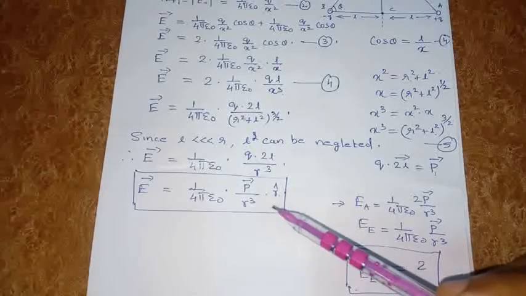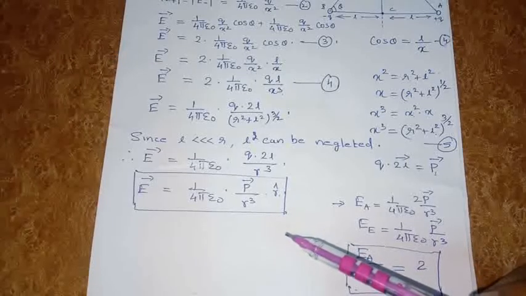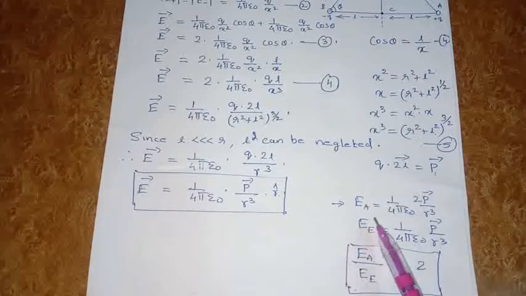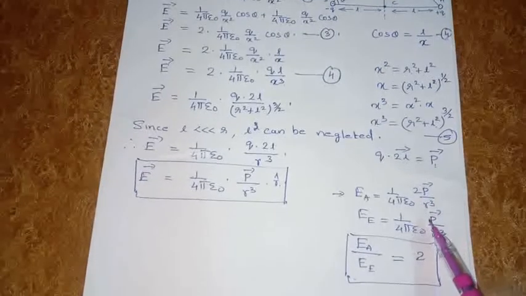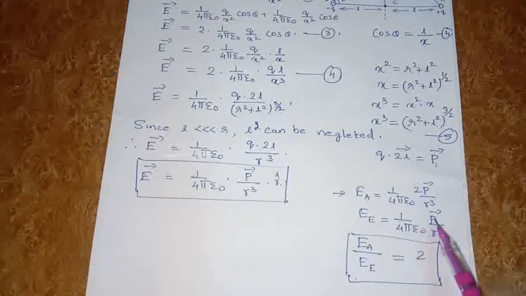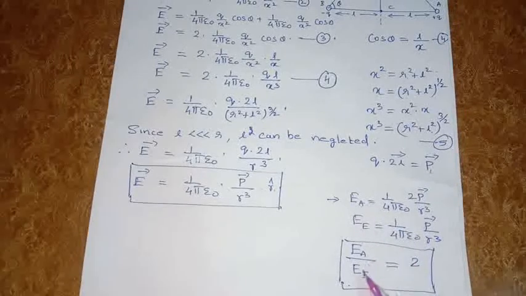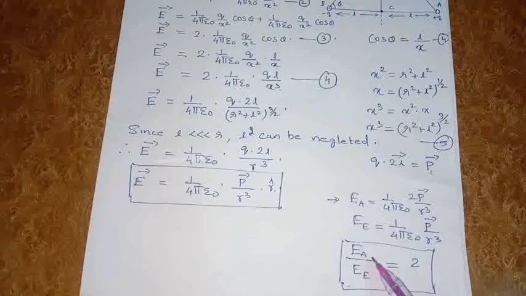So that means net electric field at any point on the equatorial plane can be calculated in this way. Now we yesterday studied electric field due to a dipole at axial line is 1 by 4 pi epsilon 0 2p divided by r cube. Today we studied electric field due to a dipole at equatorial plane is equal to 1 by 4 pi epsilon 0 p divided by r cube. Just to take the ratio, we will be getting EA divided by EE is equal to 2. So the ratio of electric field due to a dipole at any point on the axial line and that of equatorial plane is equal to 2.